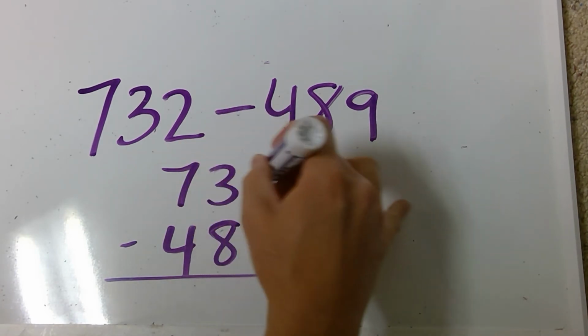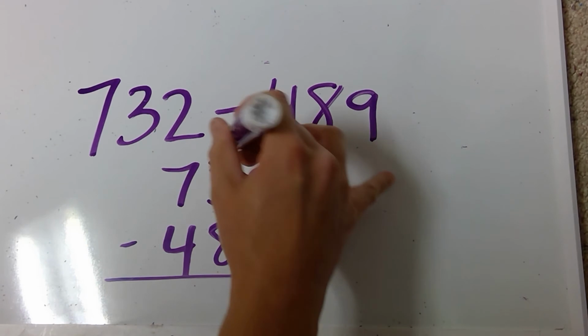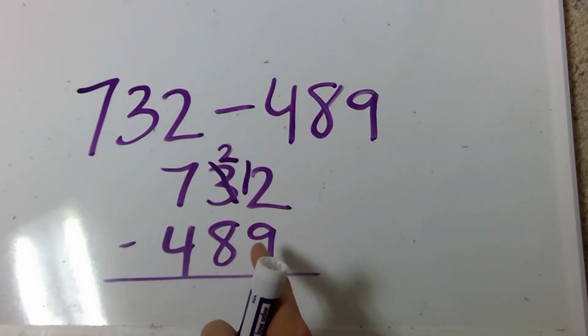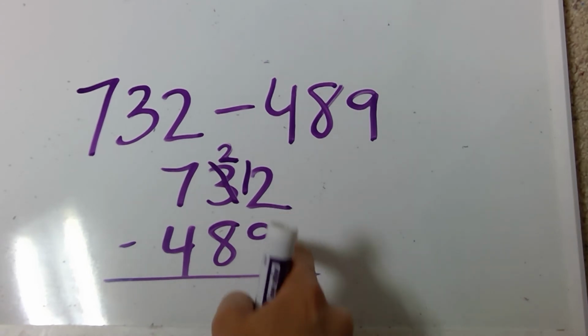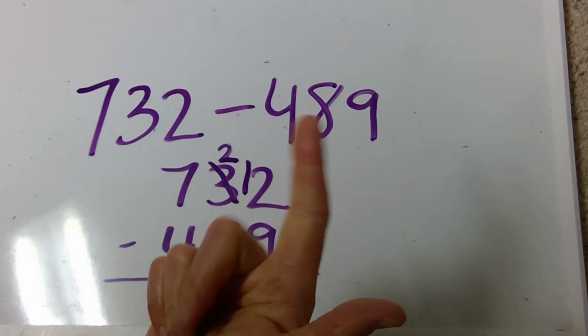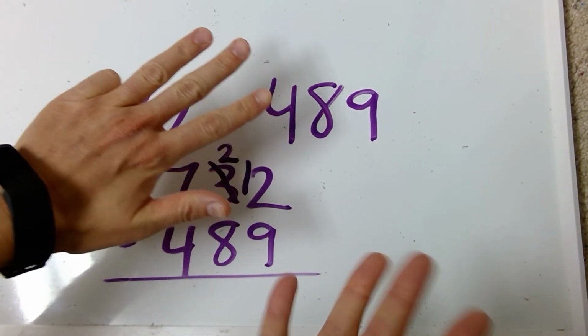So I've got to go to the 3, borrow from my neighbor, and the 3, I'm just going to take 1 from it. So the 3 becomes a 2, and this 2 becomes a 12. Now can I do 12 minus 9? If I count back, 11, 10, 9, 8, 7, 6, 5, 4, 3.